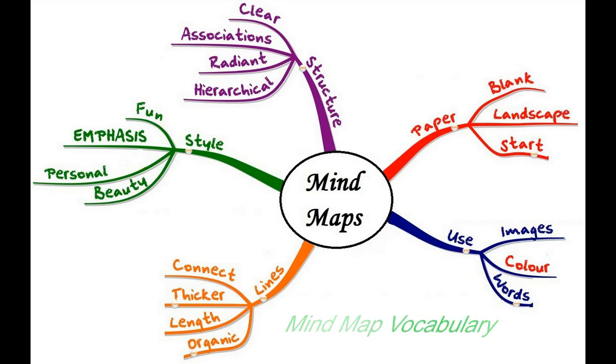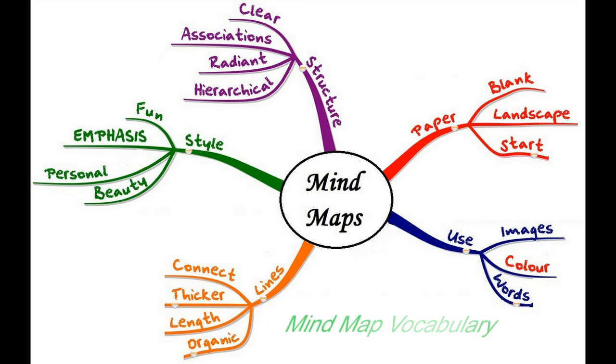Diagram is our first word. A diagram is a drawing or a graph of information, or for information. So it's not just any drawing. A drawing of a person is not a diagram. A diagram shows information.